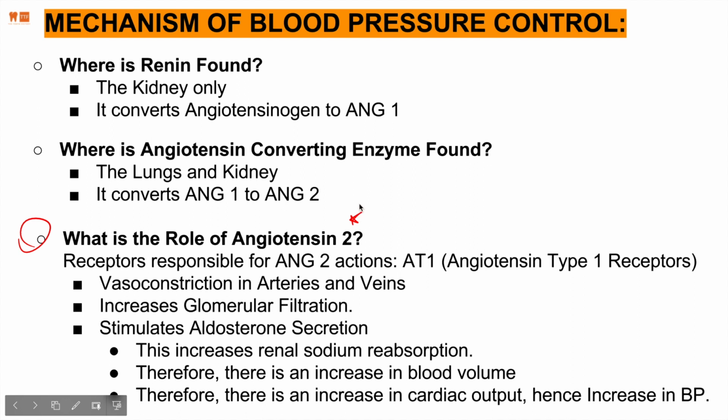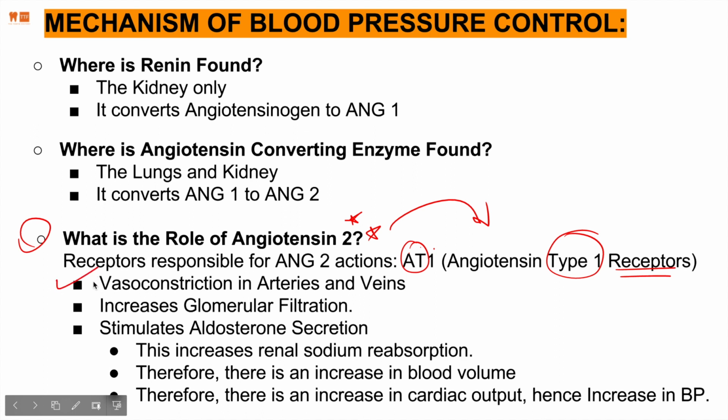First of all, we need to understand that everything works with molecules acting on receptors. So the receptors responsible for any angiotensin 2 actions are known as angiotensin receptors, specifically the type 1 receptors. So angiotensin type 1 receptors. This is important for drugs. Okay, so remember this, that any angiotensin 2 acts on angiotensin type 1 receptors.